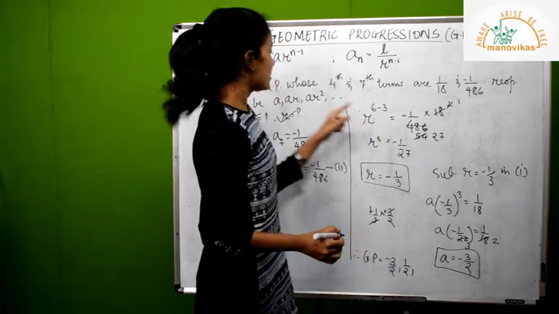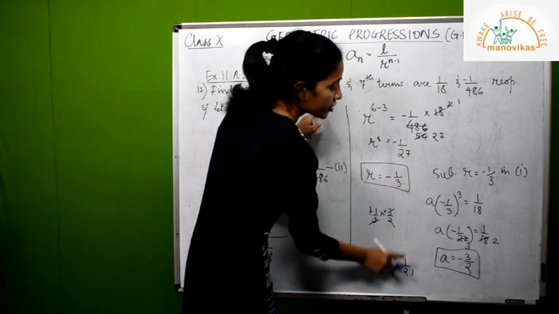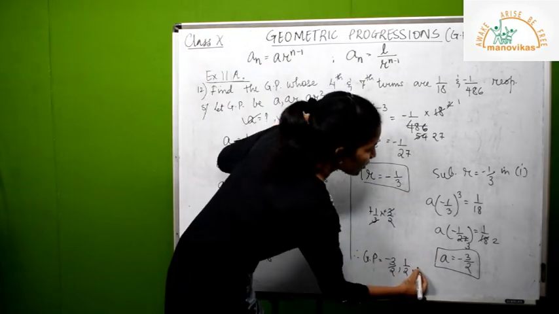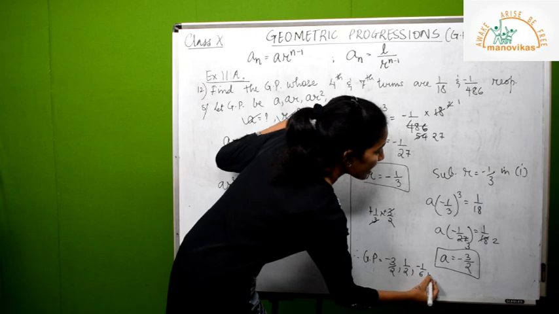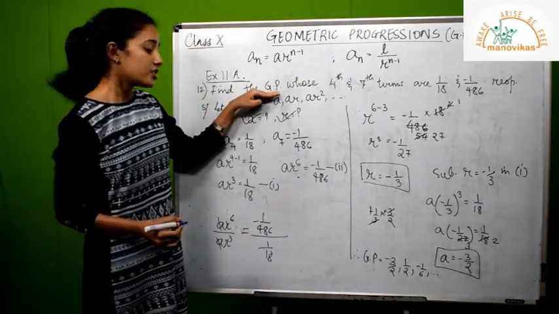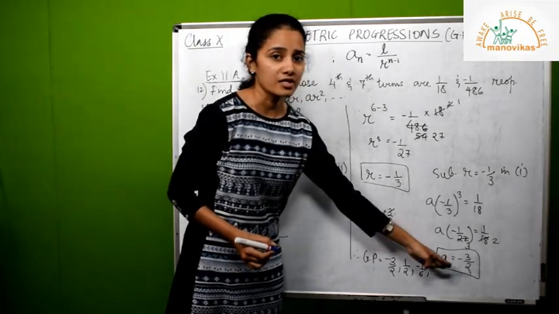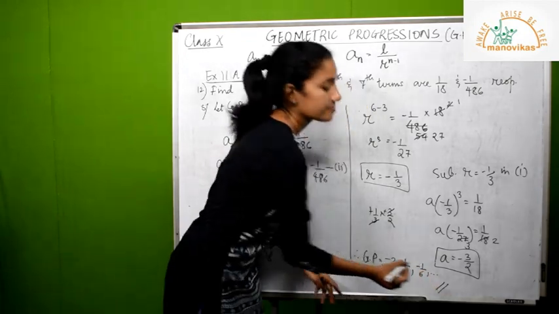To obtain the next, that is the third term, you have to multiply the common ratio to the second term again. Which when you do, you get negative 1 upon 6 and so on. In problems like this, when you are told to find the GP, the minimum number of terms you can take is 3 and continue. So this is the answer.